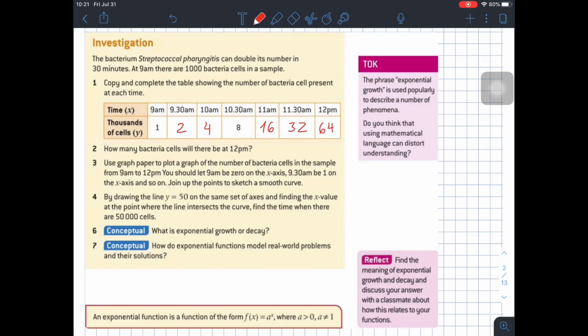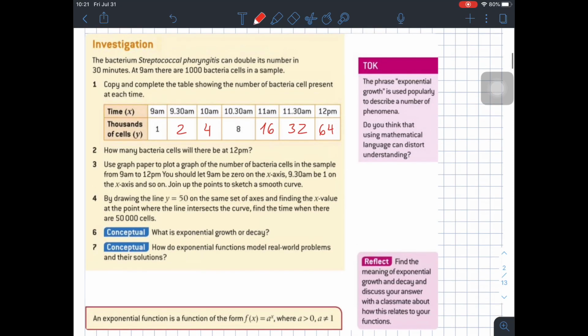So imagine, I started at 9 a.m. with only 1,000 cells, and 3 hours later I have 64,000 cells. That's 64 times greater than what I had 3 hours before, right? That's how exponential functions work, basically.